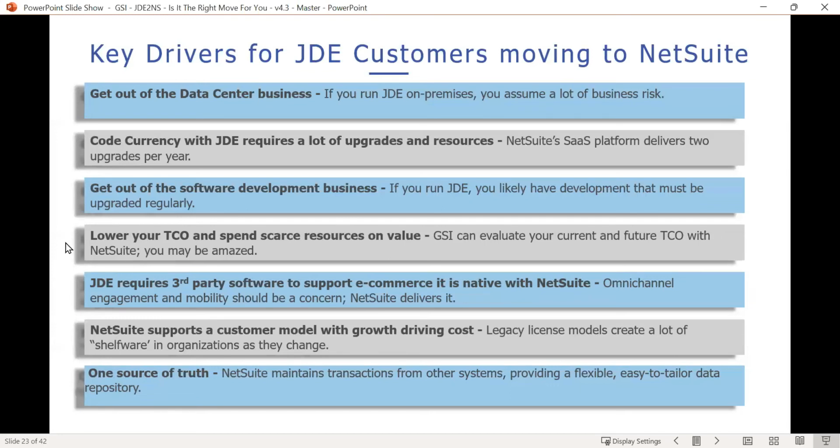Companies are looking to lower their TCO, right, and spend the scarce resources that companies are finding now with this economy and put those in more high value areas. Third-party capability around e-commerce is completely embedded within NetSuite, completely available to you. And then again, that one source of truth seems to rise up again and again in customers, helping them have CRM, ERP, e-commerce data all available within a single platform.